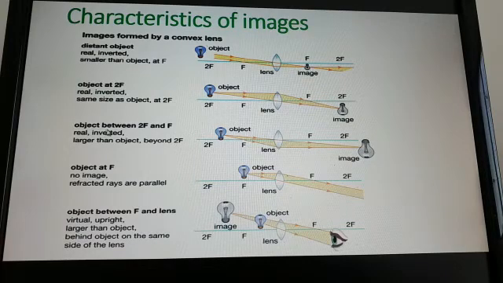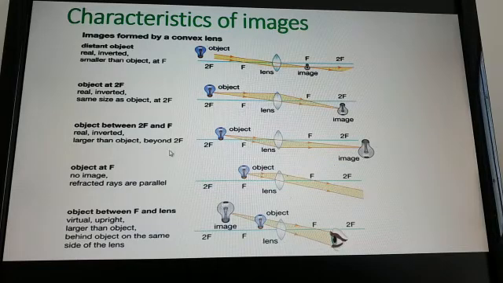The next one is the object between 2F and F, and here you see the image is formed beyond 2F, and it is real, inverted and larger than the object. And when the object is at F, no image is formed. The refracted rays are parallel. If the object is placed on the focal point, no image is formed. The object between F and the lens, it is a virtual, upright image, larger than the object, behind the object on the same side of the lens.